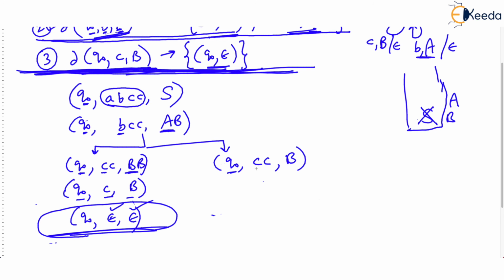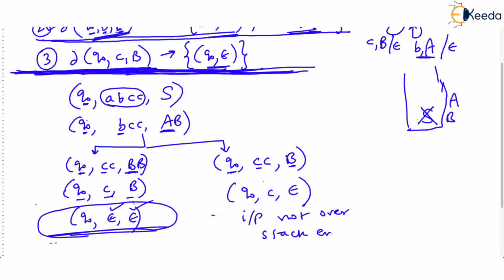But Q0 C B results in, yes, the same third transition I am talking about. This will result in Q0 C epsilon. Now you watch, input not over, but stack empty. Both conditions should be satisfied. Remember, input should be finished and at that time the stack should be empty. But if input is not finished, then this branch is not acceptable. This other branch is acceptance of the string ABCC.